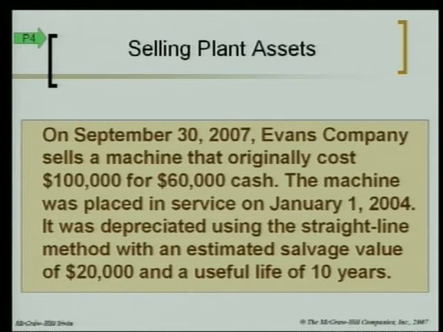All right. On December 30 of 2007, Evans Company sells a machine that originally cost $100,000, and they sold it for $60,000. The machine was placed in service on January 1 of 2004. It was depreciated using the straight line method and has an estimated salvage value of $20,000 and had a useful life of 10 years. Okay? All right, we're going to account for this thing. Let me turn to it in my example. Okay? All right.